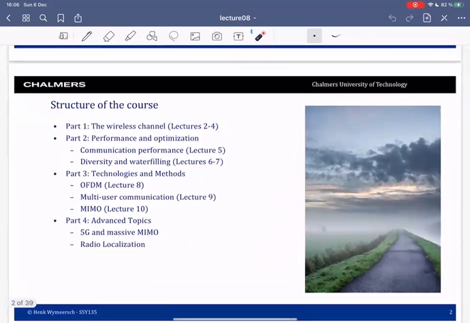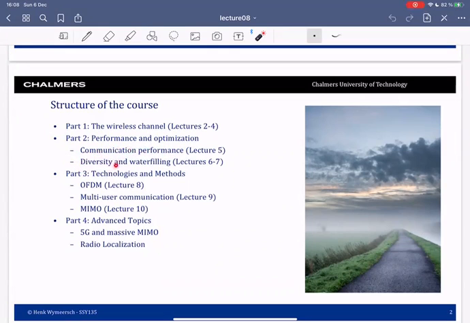So we've seen already a good part of the course. We first talked about the wireless channel in the first few lectures. We talked about path loss and shadowing, and then about multipath fading in narrowband and wideband. Then we spent a few lectures on how to optimize and assess performance over the wireless channel. So we had one lecture on the communication performance, where we saw that when you communicate over, for instance, a really fading channel, you have a big penalty compared to the additive white Gaussian noise channel.